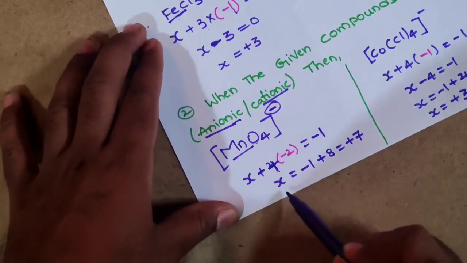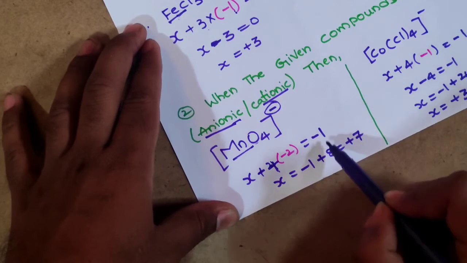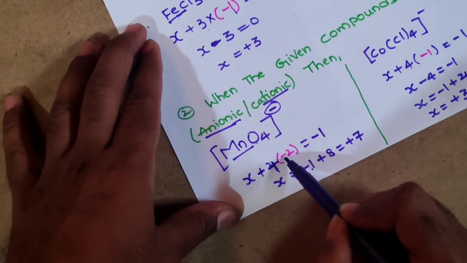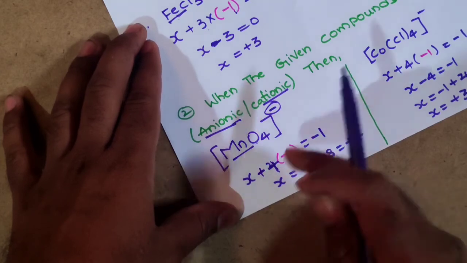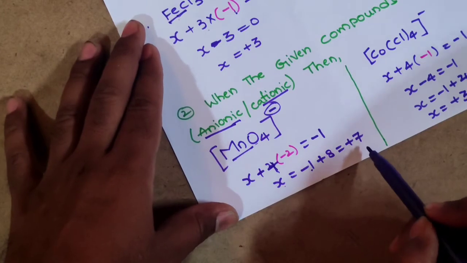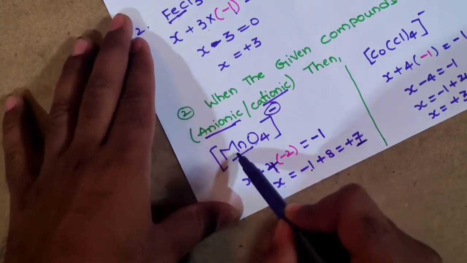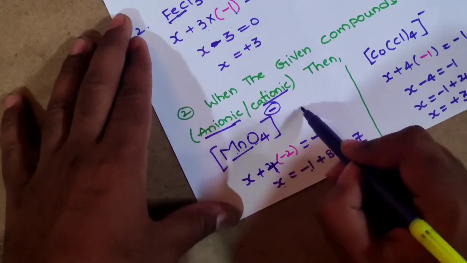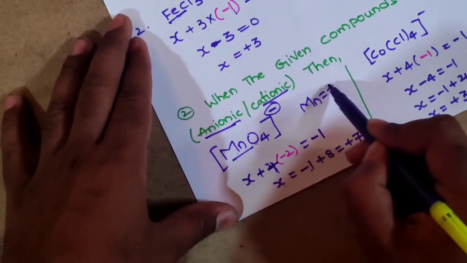So x is equal to -1, 4 2 ja 8. We have minus charge, so -8. When it comes to this side it becomes +8. X is equal to +7. So this is the oxidation state on this particular metal atom, that is manganese with +7 charge.